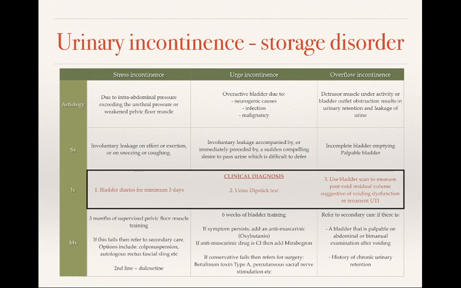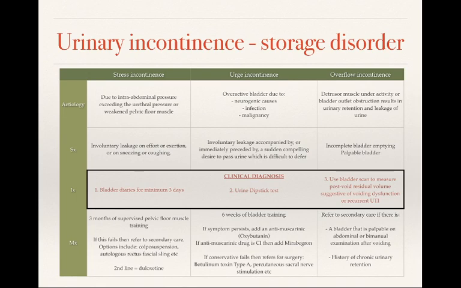In order to treat stress incontinence, they require 3 months of supervised pelvic floor muscle training. If this training fails, then they would be referred to secondary care to explore surgical options. If surgery is not ideal for them or they don't want to have surgery, then you can give duloxetine as second line.